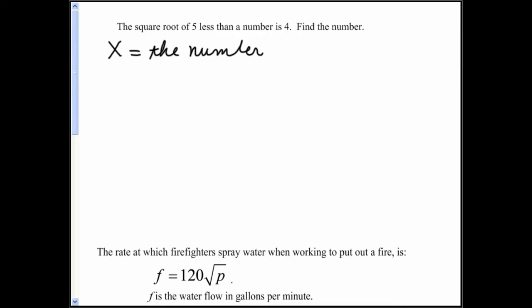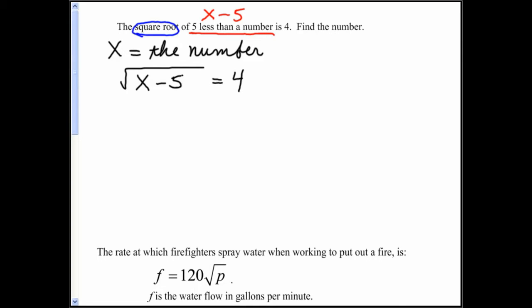Now, to write the equation, we're going to have to look at the expressions in this problem. Most importantly is 5 less than a number. And how is that written? That is written x minus 5 because less than is the same as subtracted from. Then we're going to have to take that expression x minus 5 and then take the square root of it. So the equation will be the square root of x minus 5 is equal to 4.